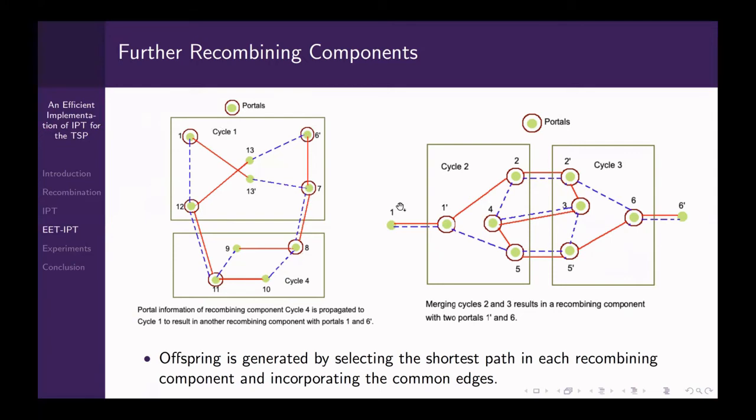Another way of finding more recombining components is merging 2 or more cycles if they have more than one common edge, which corresponds to several portals, and these portals disappear because they have common edges to portals from other cycles. And if we are again left with two portals, then the merged cycle can also be considered a recombining component.